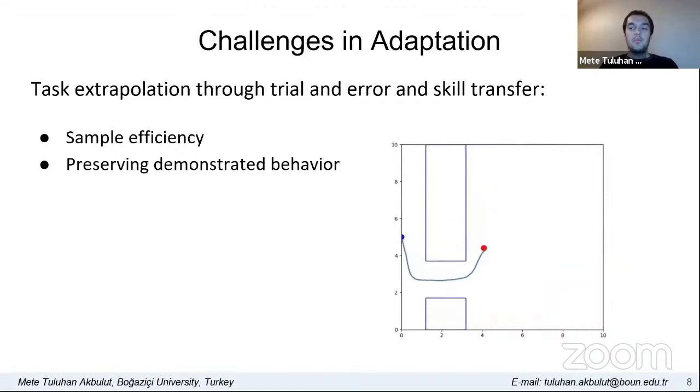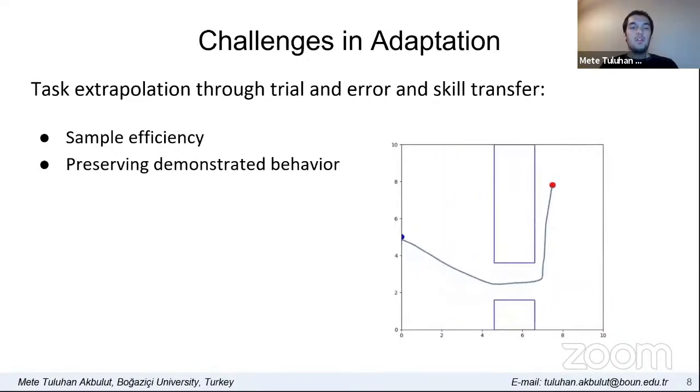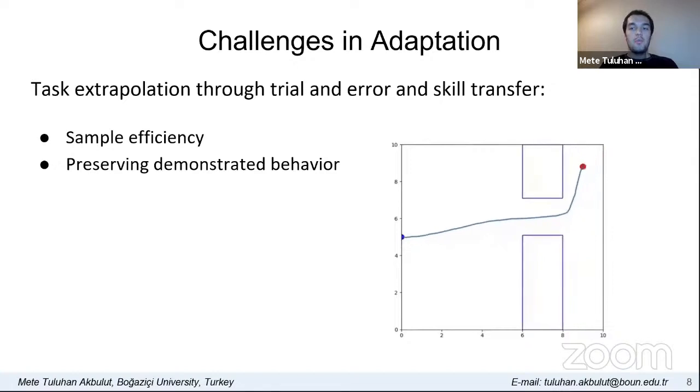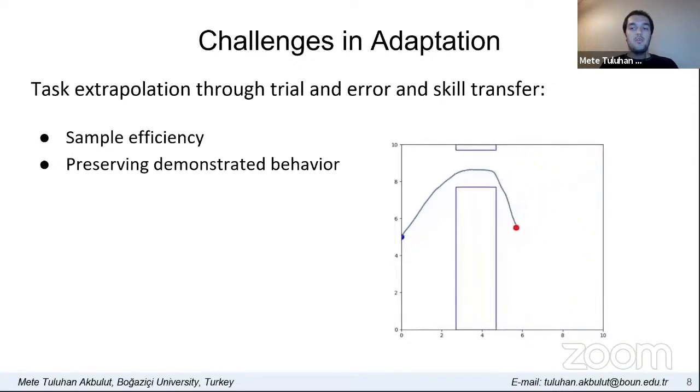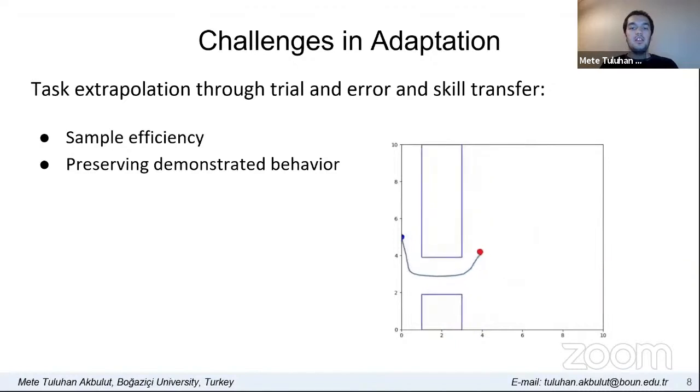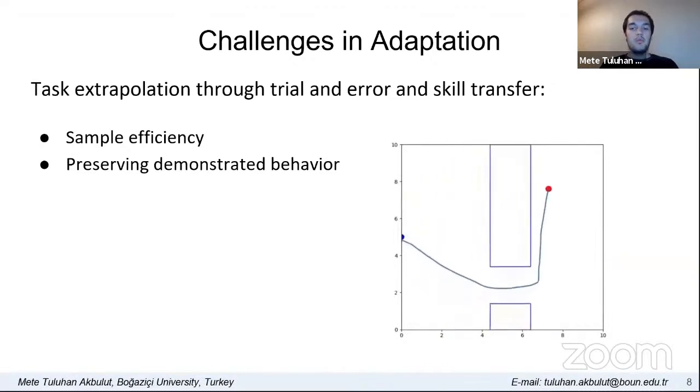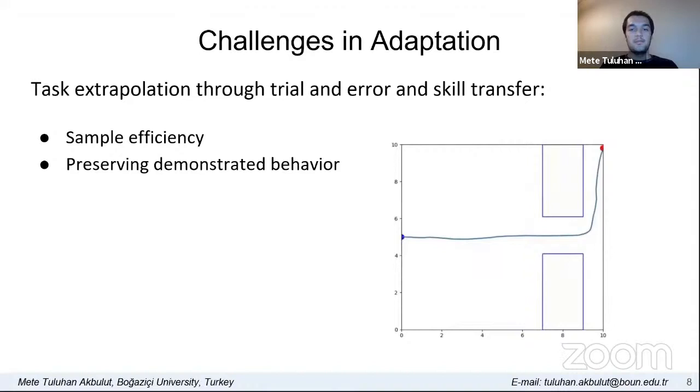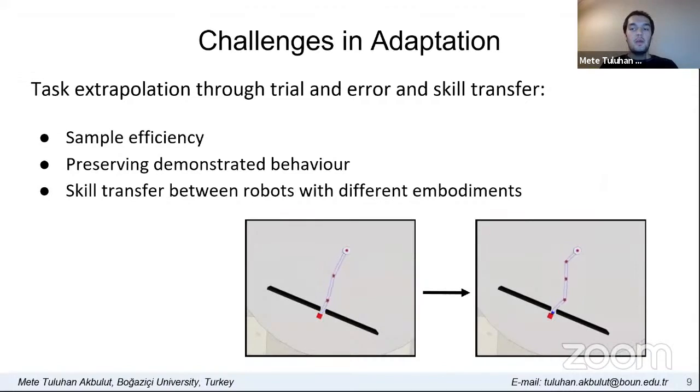Another challenge is preserving demonstrated behaviors automatically during adaptation, because it can be more practical than to encode these behaviors in a reward function. These behaviors can be related to safety, robot and environment constraints, or other user preferences. Skill transfer becomes extremely difficult when it happens between robots with different embodiments. In this case, additional engineering efforts are required to find correspondences between policies. In literature, state-based correspondences are sought to transfer the policy, but this approach requires state pairing beforehand.